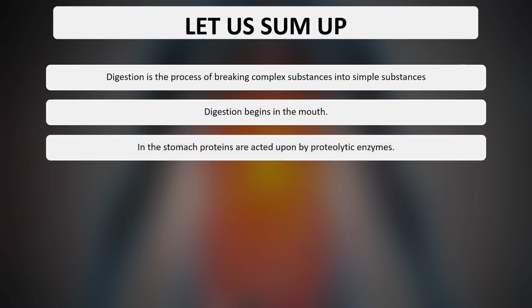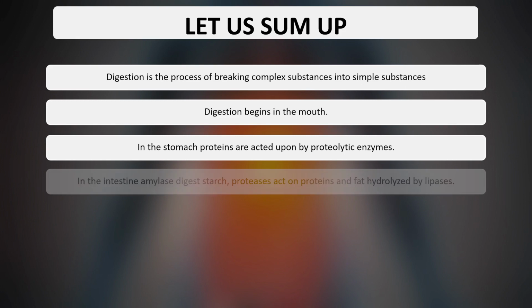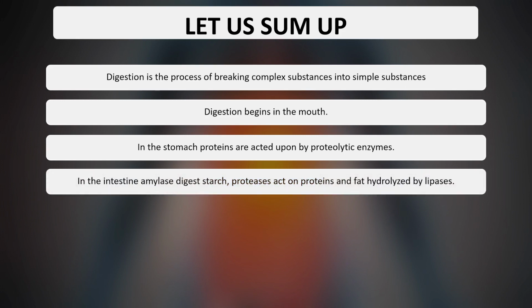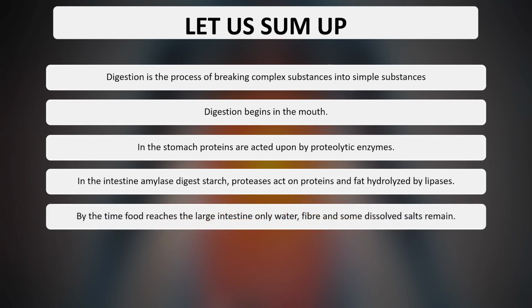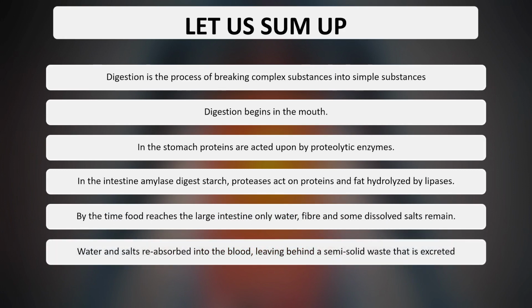In the stomach, only the protein-rich foods are acted upon by the enzymes. It is the small intestine where the major digestion of starch, proteins, fats takes place. By the time the food reaches the large intestine, only water, fiber, and some dissolved salts remain. Water and salts are reabsorbed, and what is left is the undigested matter, which is then excreted from the anus.